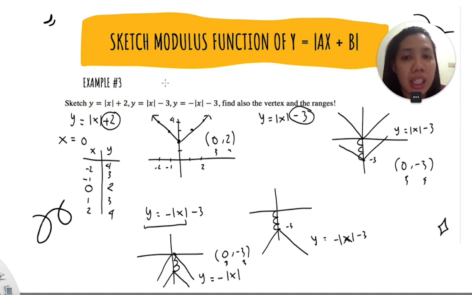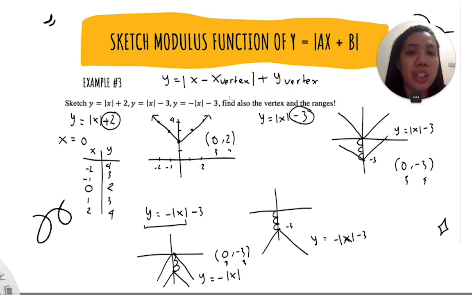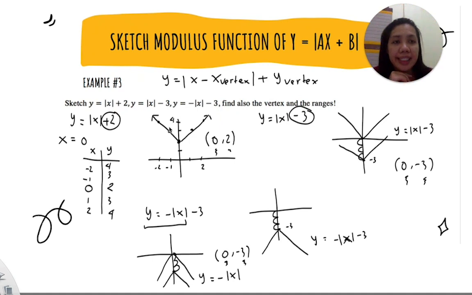In other words, I can make it general: y equals absolute of x minus x vertex, and then plus y vertex. Later on, you don't need to sketch the modulus function first to find the coordinate of the vertex. Just by seeing the function, you can find out the x vertex and the y vertex, or the coordinate of the vertex.